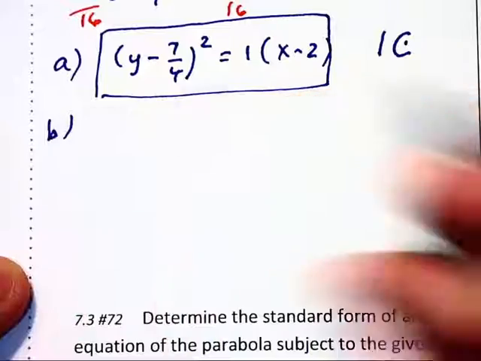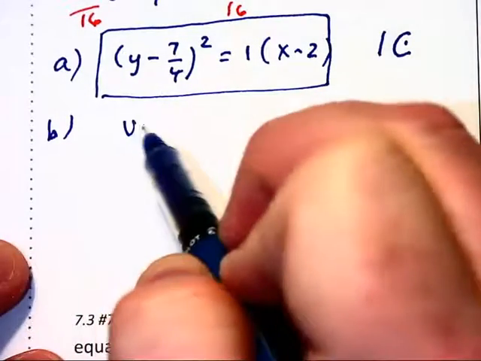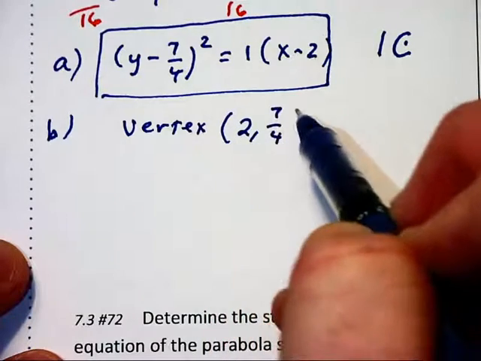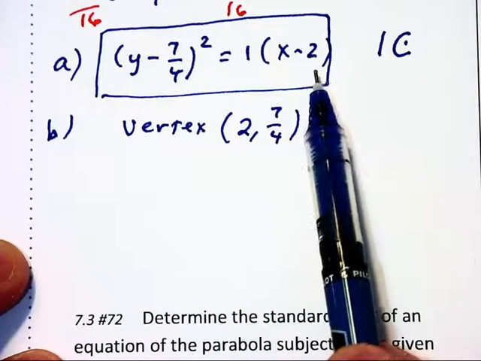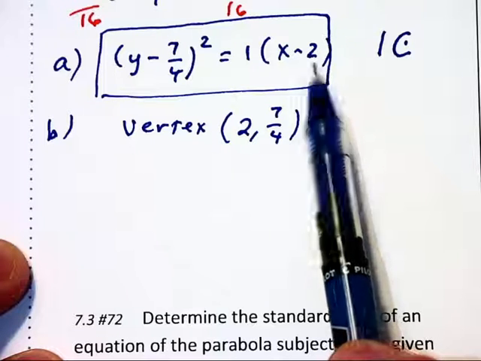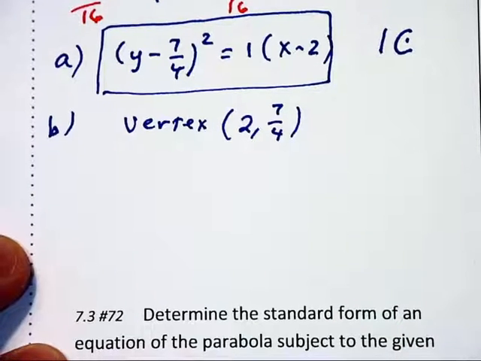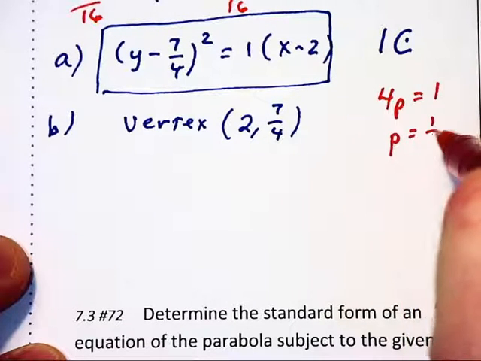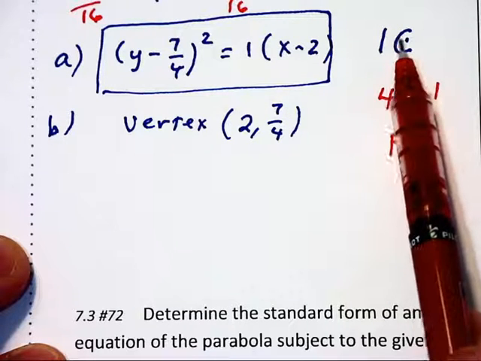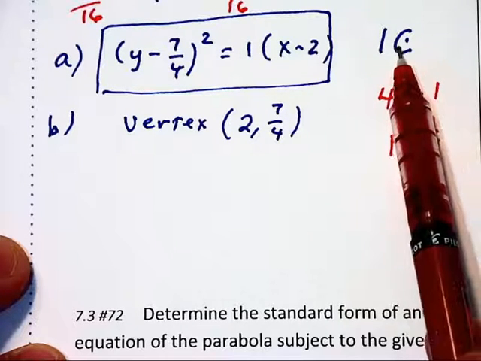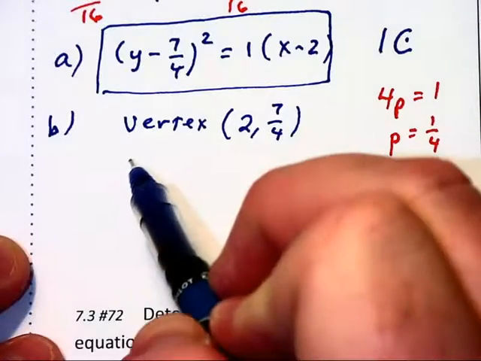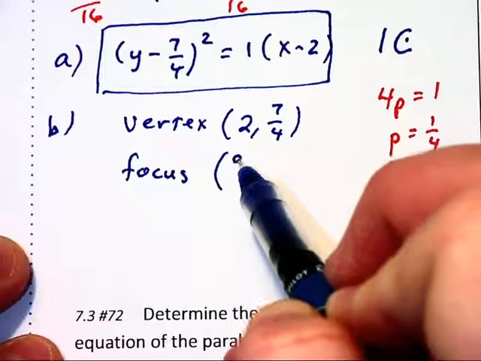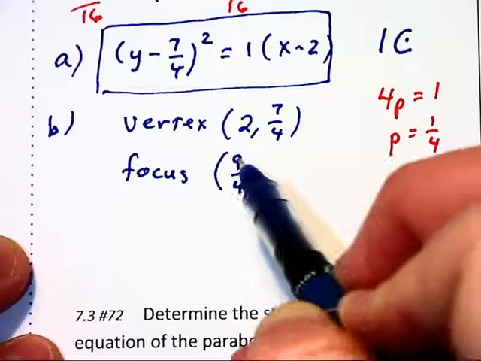For part B, they want us to identify the vertex. Well, the vertex can be found at (2, 7/4). Notice that I go with the 2 first because I've got the x on the right hand side of the equation. I know that 4p is equal to 1, and therefore p is equal to 1/4, and I will be going 1/4 unit to the right to go from vertex to the focus. So the focus, 1/4 unit to the right, takes me to 2 1/4, which is 9/4, comma 7/4.